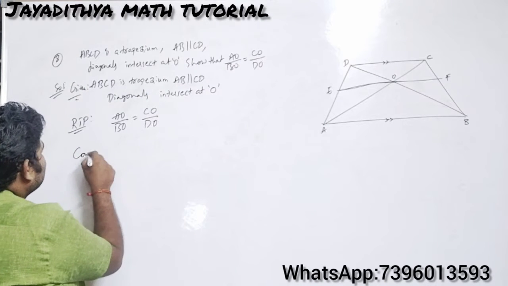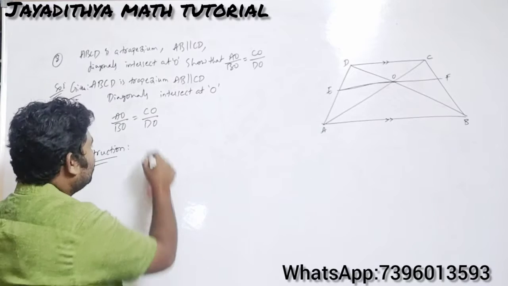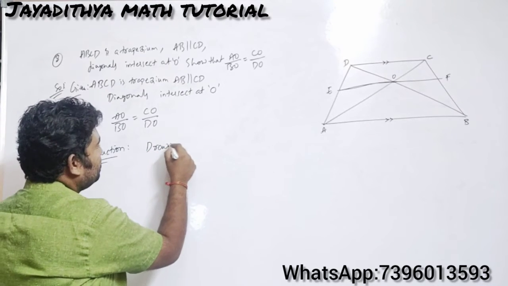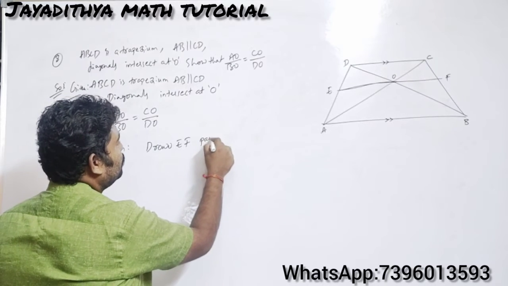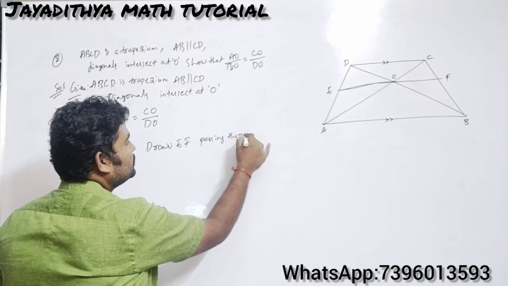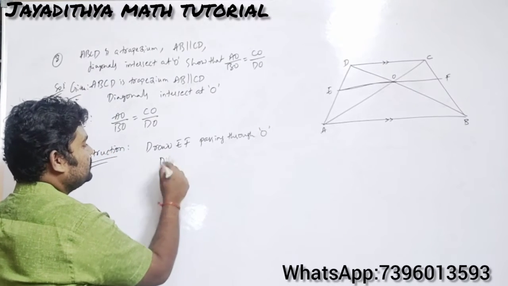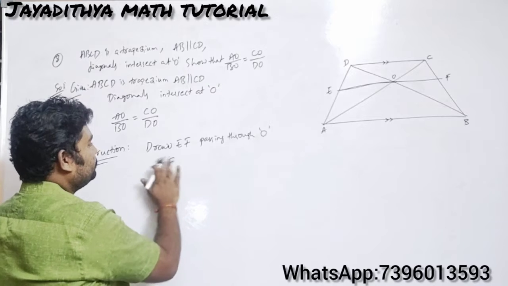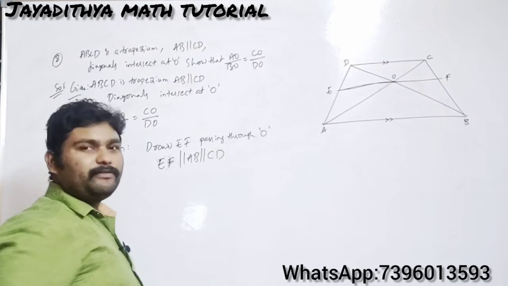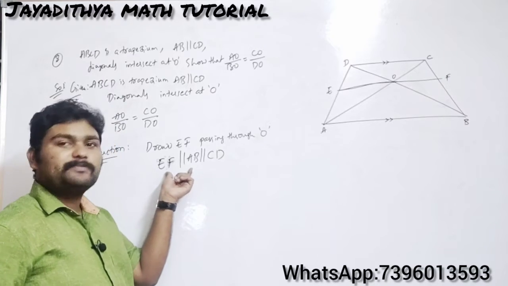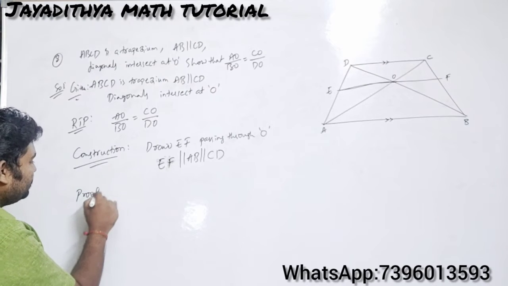So let us write the construction here. So what is the construction part here? Draw the line EF passing through the point O, such that EF is parallel to AB and also which is parallel to CD. Already we know that AB is parallel to CD, but we are taking EF is parallel to AB and also it is parallel to CD. That's all enough. So now you go for proof here.